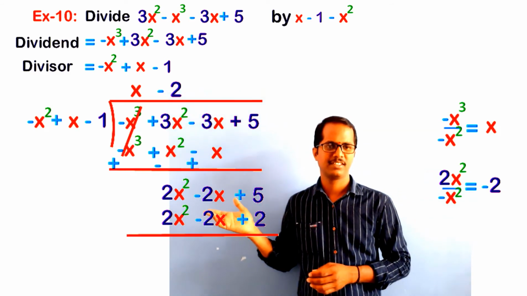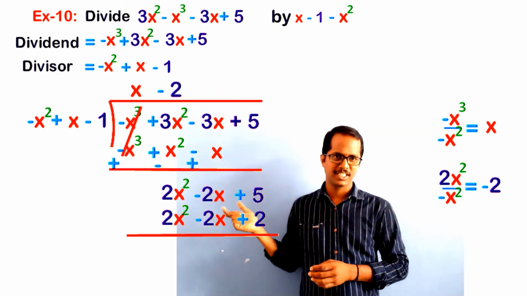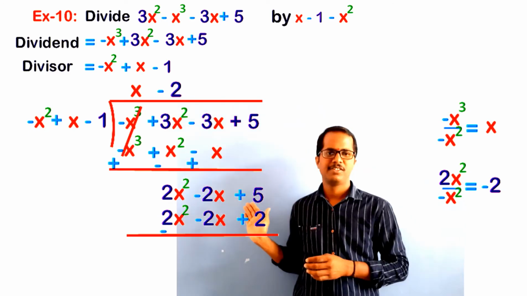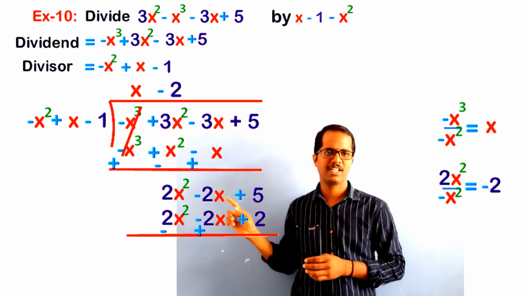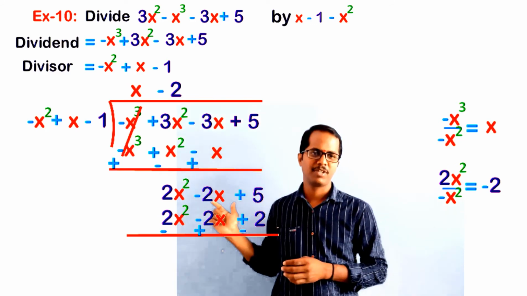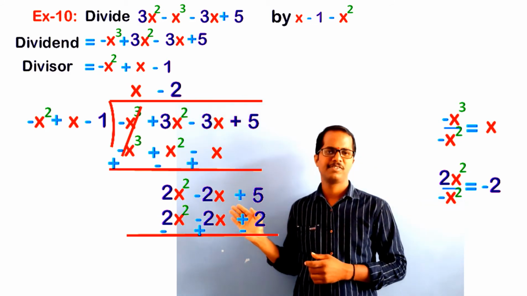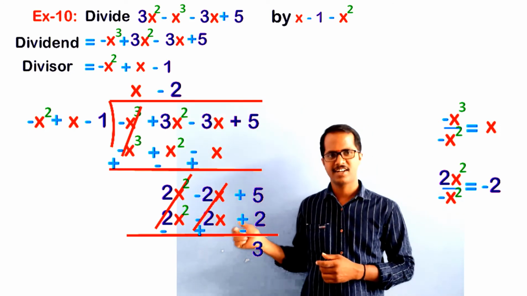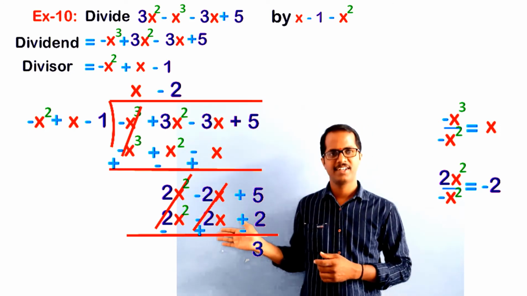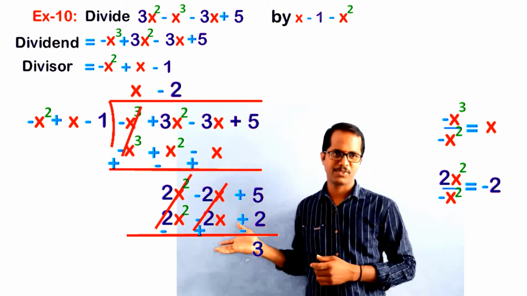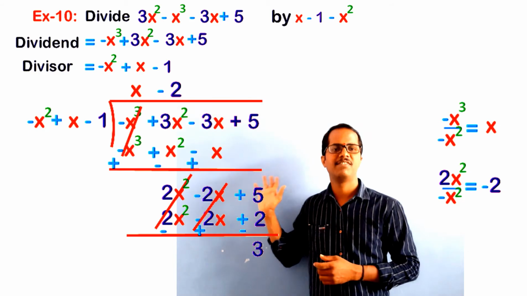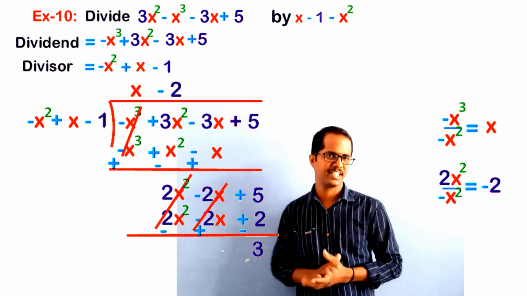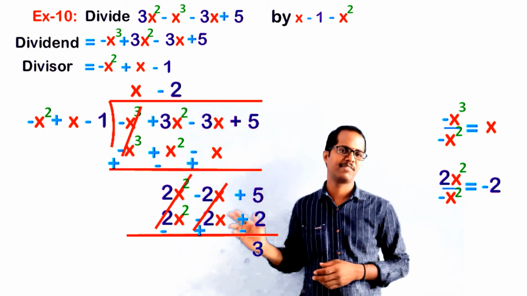And for subtracting these two we need to change the symbols of the product that we obtained just now. So by changing the symbols, plus 2x square will become minus 2x square, and minus 2x will become plus 2x, and plus 2 will become minus 2. Now by simplifying this we get the result as 3. So here 3 is the constant term whose degree is 0. So now the remainder's degree is 0, which is less than the degree of the divisor, that is 2. That means our division process is completed. Now we get the quotient as x minus 2 and the remainder as 3.